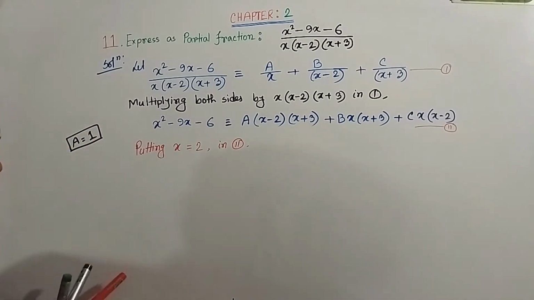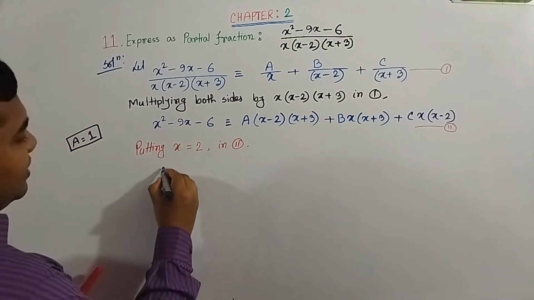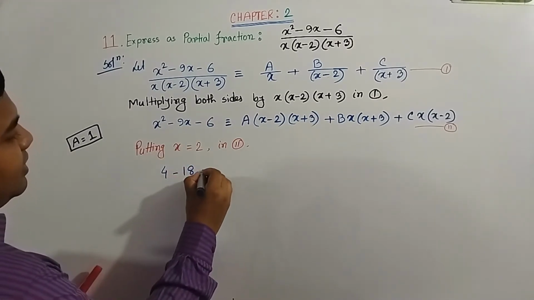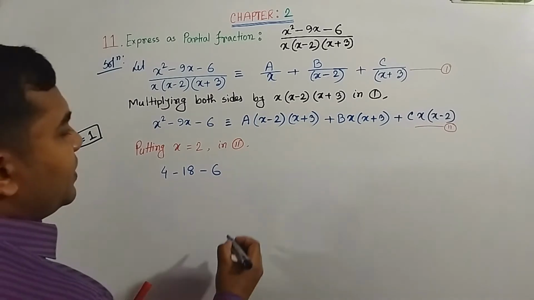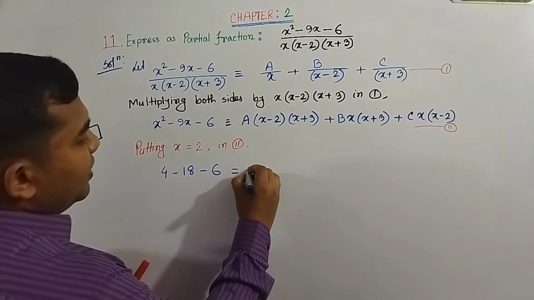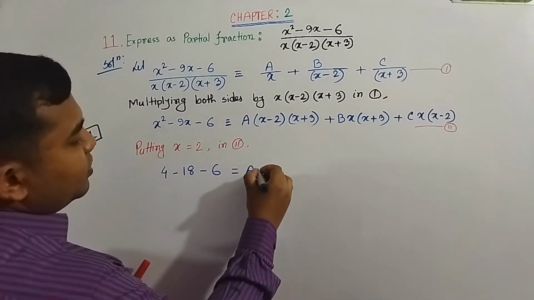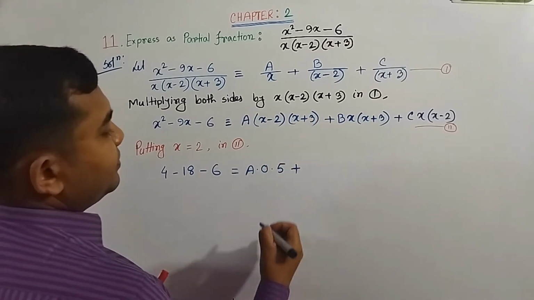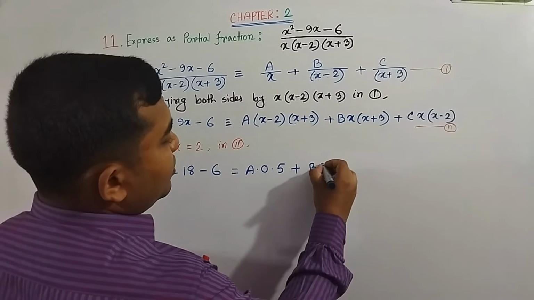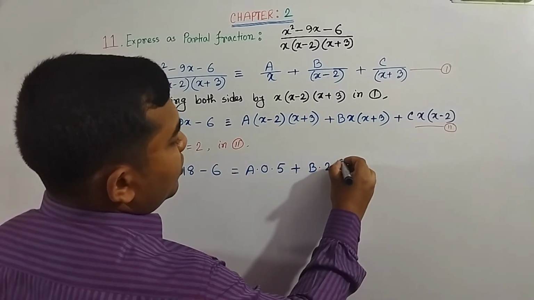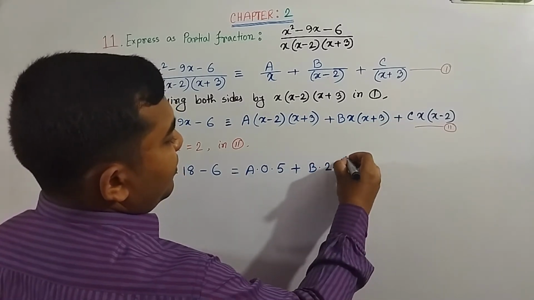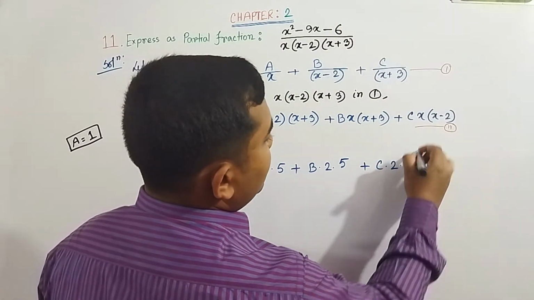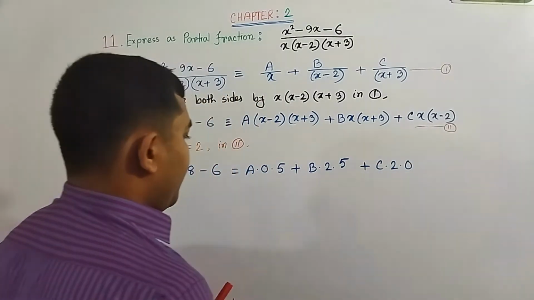We get 2 squared, that is 4, 9 into 2 is 18, minus 6, is equal to a into 2 minus 2, that is 0, and 2 plus 3, 5. Then b into 2 plus 3, that is 5. And here c into 2 minus 2, that is 0.